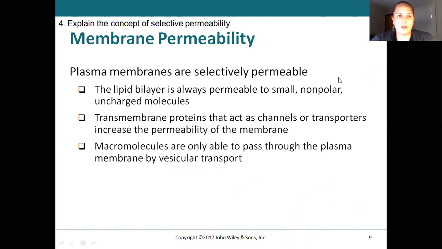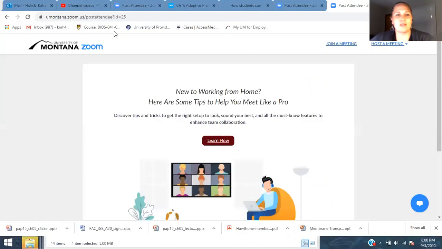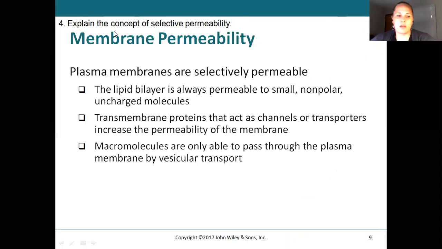You're probably wondering why we are talking about vesicular transport. We're talking about selective permeability. Still important.